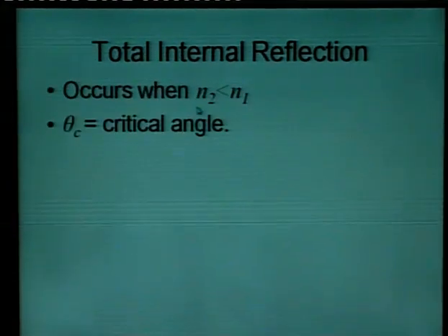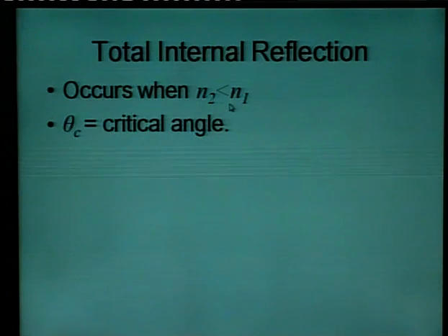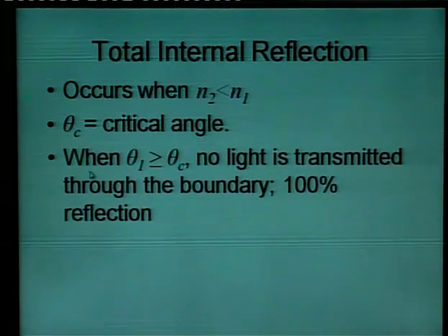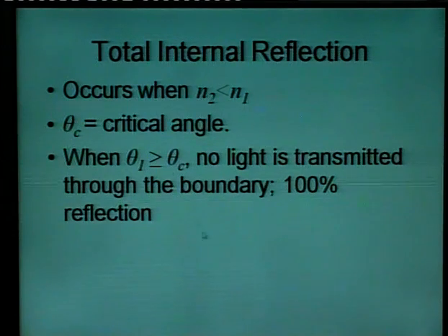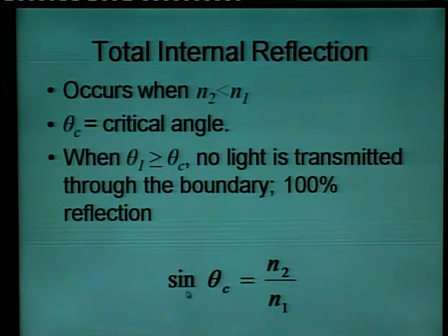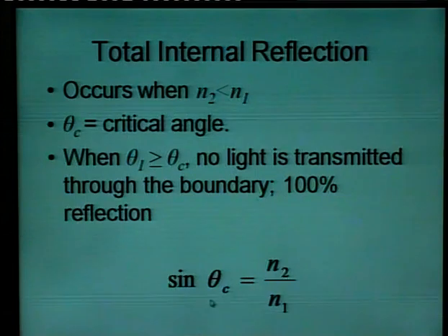So here the conditions are that n2 is less than n1, and the angle of incidence has to be greater than the critical angle theta c. The formula we have for the critical angle is sin theta c is n2 upon n1.